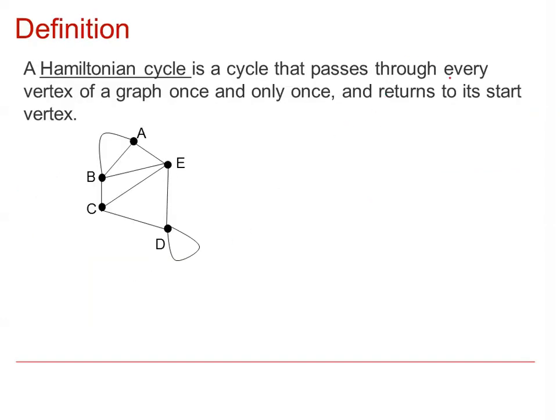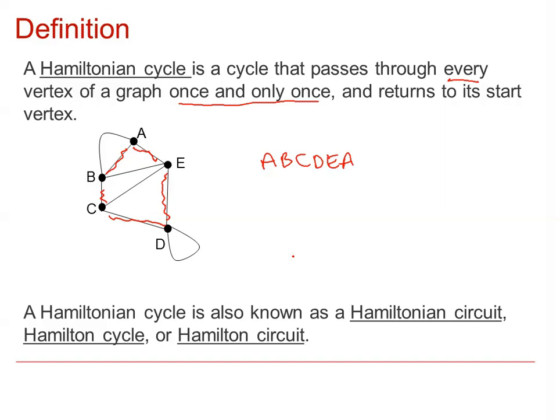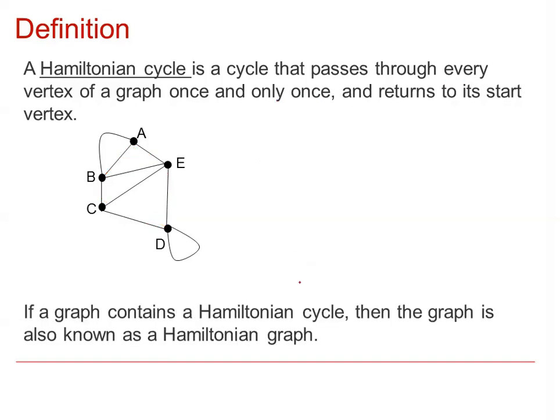So a Hamiltonian cycle is a cycle that passes through every vertex of a graph once and only once, and it must return to its start vertex. So in this graph, the obvious Hamiltonian cycle is A, B, C, D, E, A, and that's the one that goes all the way around the outside. There are other names for Hamiltonian cycles, and these appear on your screen now. And any graph that has a Hamiltonian cycle is also known as a Hamiltonian graph.